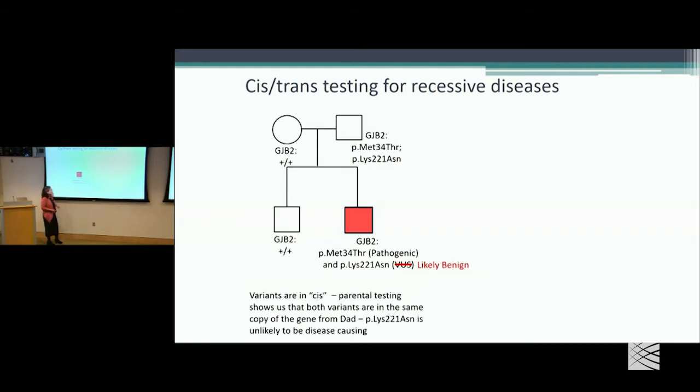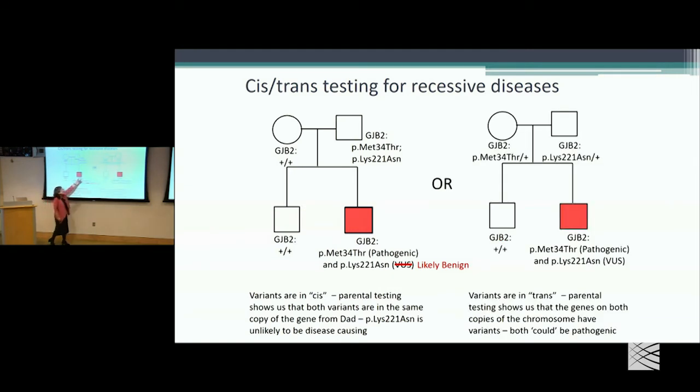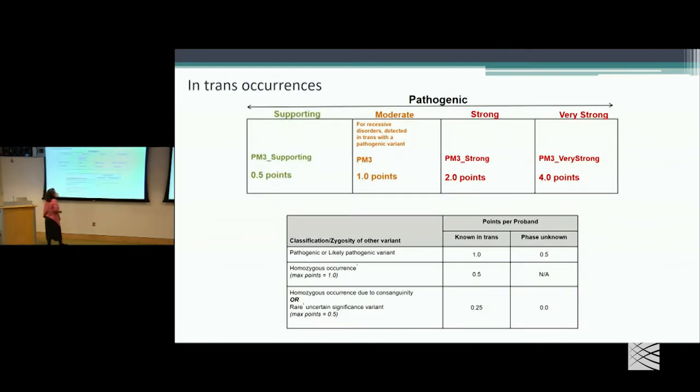Can't really do much in terms of interpretation. But if we show that the variant on the other was in cis, it is much more likely to be benign. On the other hand, if we show each parent is a carrier and these variants are in trans, it does not prove pathogenicity, and we would leave it as a VUS. So when we show that it's in cis, it's much more likely to be benign, and we can use that to help rule out or demote variants.